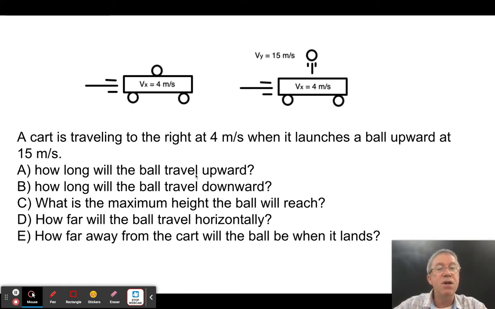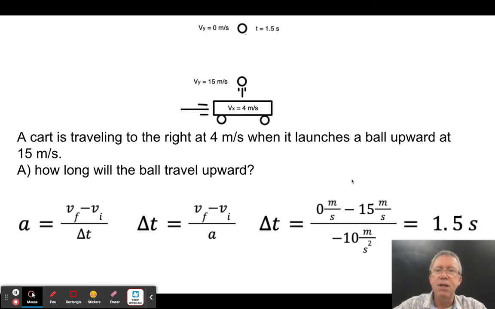How long will the ball travel upwards? How long will it travel downwards? How high will the ball go? How far will the ball travel horizontally before coming back to the ground? And how far away from the cart will it be when it lands? Okay, well, let's try each one of these in turn. This is good because it forces us to separate horizontal from vertical motion. All right, so let's try this one here.